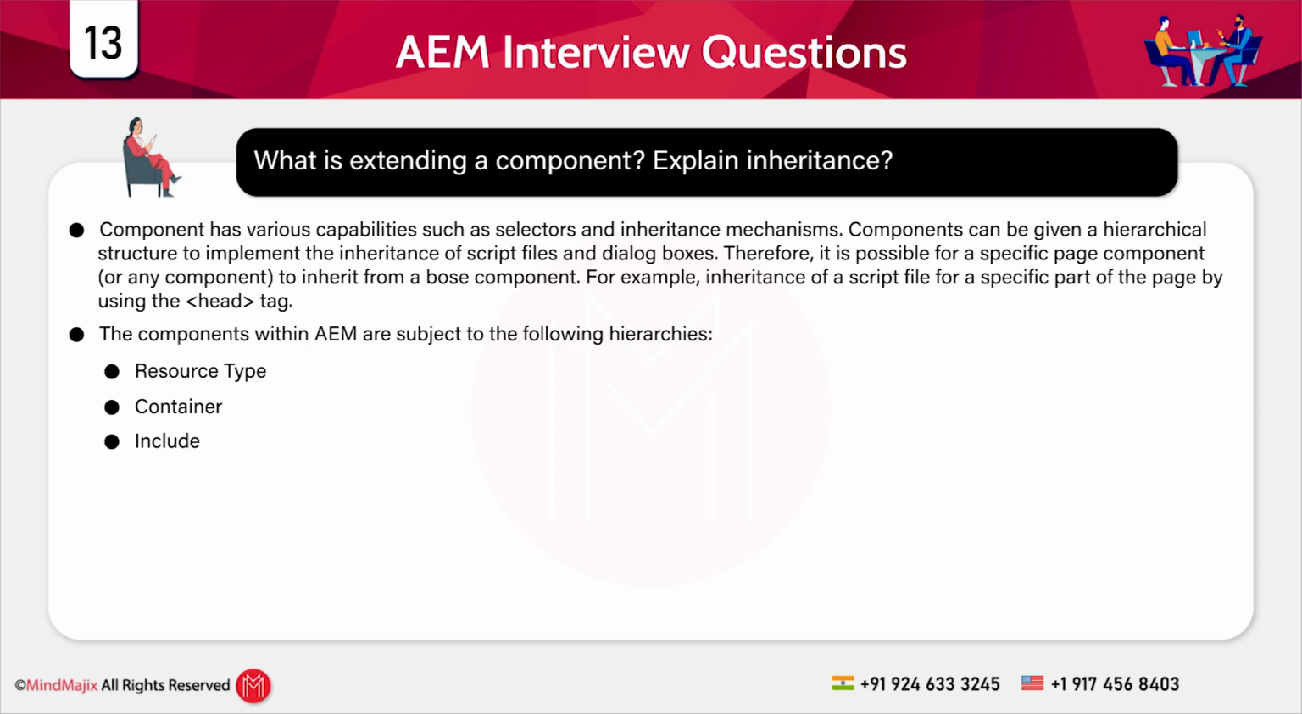Among these, the main one we use in AEM is the resource type hierarchy. That is using the sling:resourceSuperType. So using sling:resourceSuperType, suppose we create a component and we give the sling:resourceSuperType property, and the value of it as the path of a base component, then we can inherit the properties of the base component into our created component. So that is the use of sling:resourceSuperType.